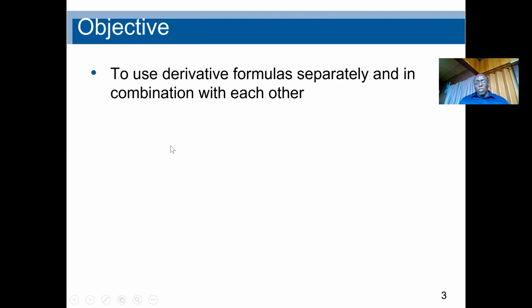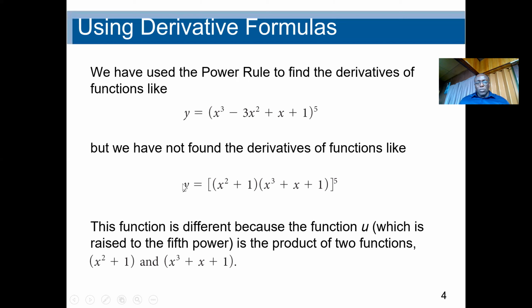Sometimes we may have a question where we need to use more than one rule. For example, I may have a question where I use the chain rule with the product rule, or with the power rule, or with a quotient, etc. So let's see our first example here.